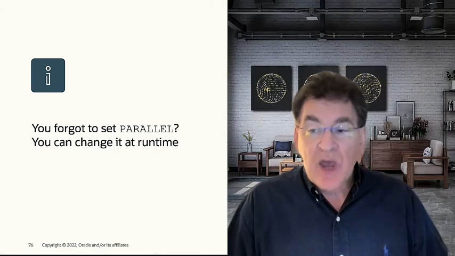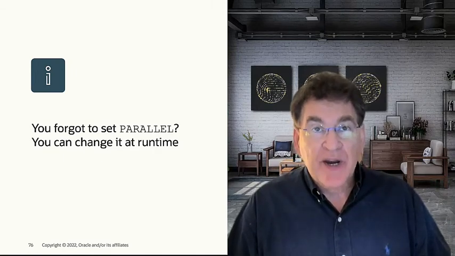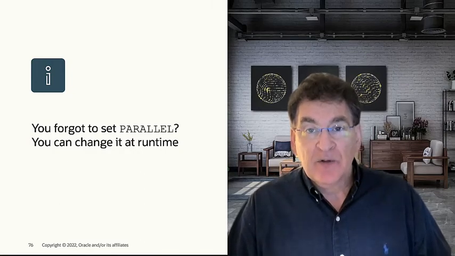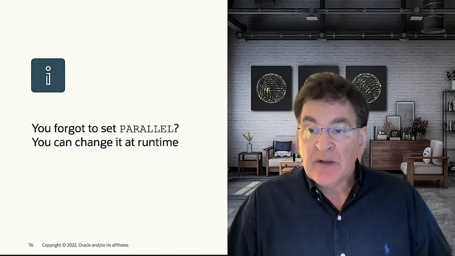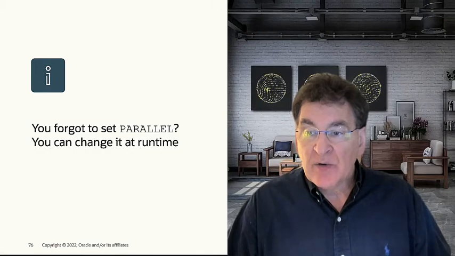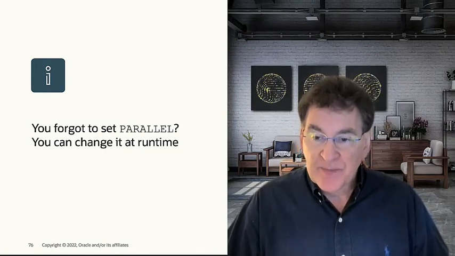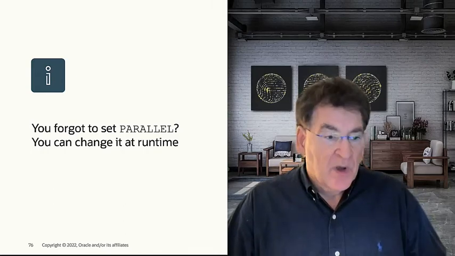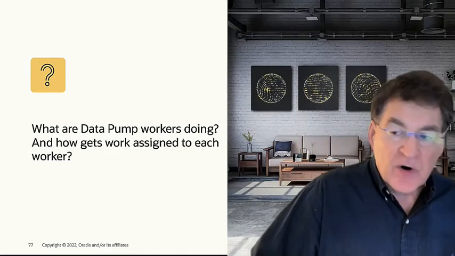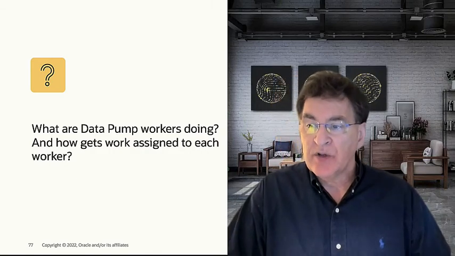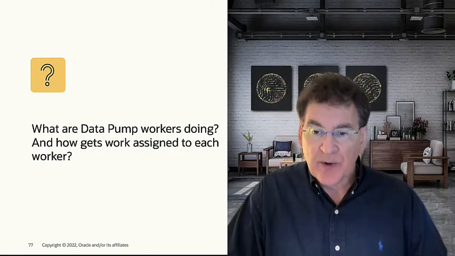By the way, you can even set or change the degree of parallelism after the job has started. Later in the webinar, we'll show you how to change the parallelism for a running job using the interactive commands. Last topic I'd like to cover is introducing the Data Pump worker. What does it do and how is work assigned to it?